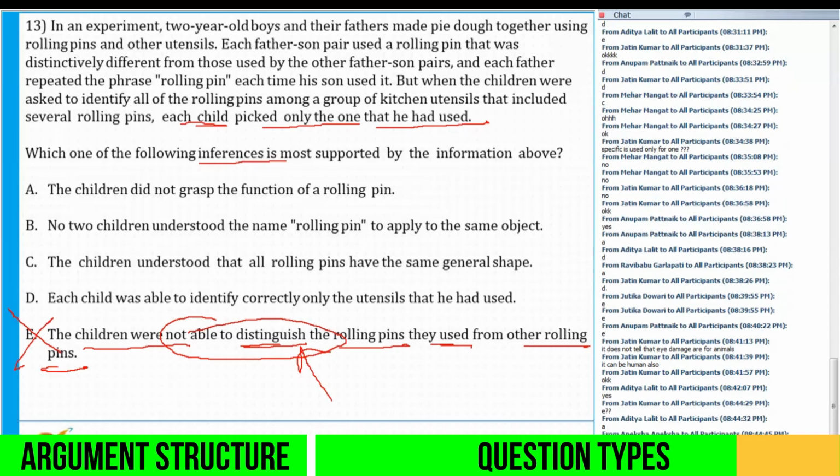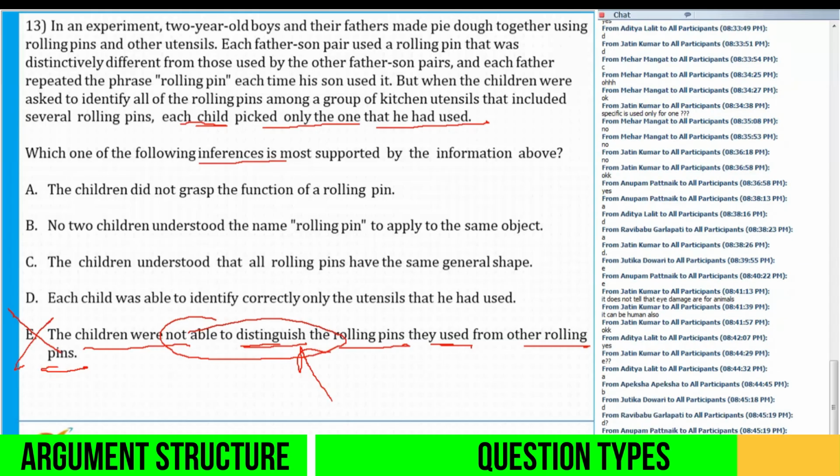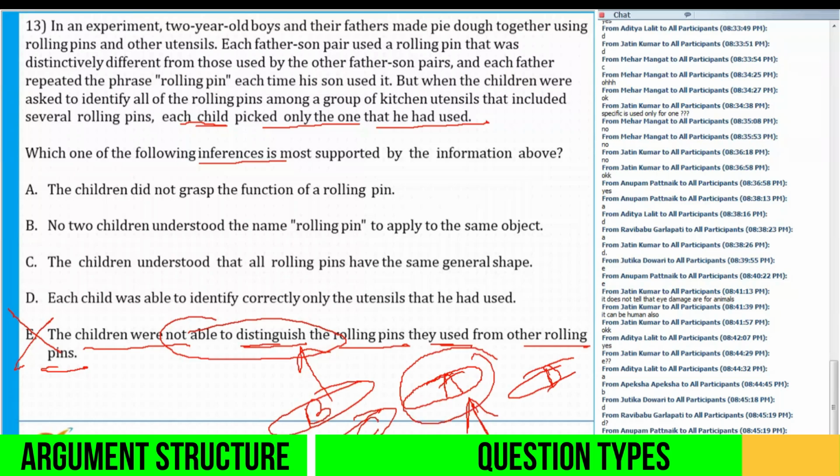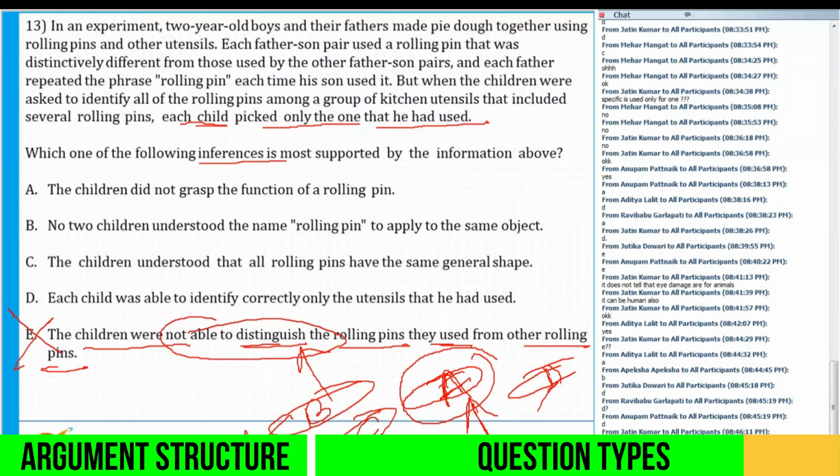What this means is that when the father must have said this is a rolling pin, let us say this is a rolling pin, and inside this rolling pin it was written A. When I ask the child to pick up a rolling pin, the child will pick up this rolling pin which has A written on it. He did not pick up other rolling pins. Other rolling pins had B, C, D written on them. This child picked up just A. This means that the child thought that this particular object which has A written on it is the only thing which is a rolling pin. All the others on which B, C, D are written, they are not rolling pins. That is why he picked up only A. So it can be inferred that no two children understood the name rolling pin to apply to the same object. Answer is B.